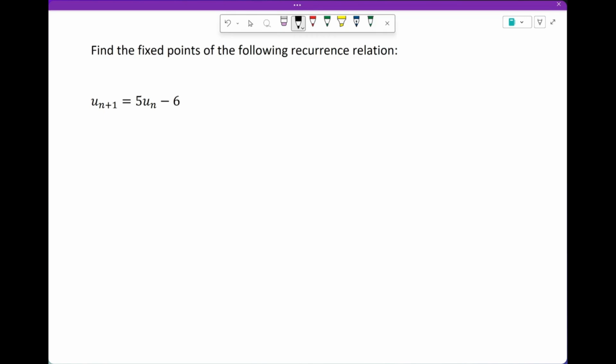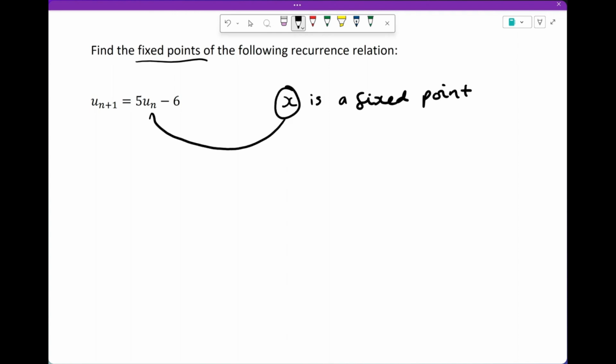In this video, we're going to look at how we can find the fixed points of a recurrence relation. So the first question is, what is a fixed point? Well, let's say x is a fixed point. Then what this means is when I substitute x in for un in my recurrence relation, my end result, un plus 1, should also come out equaling x. So in other words, the input is going to be equal to the output.